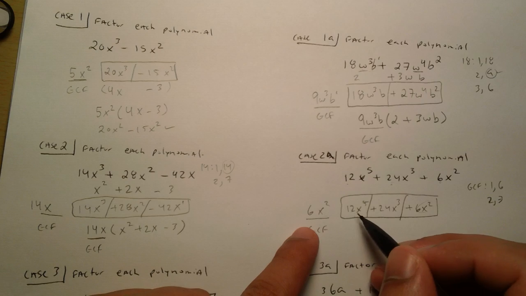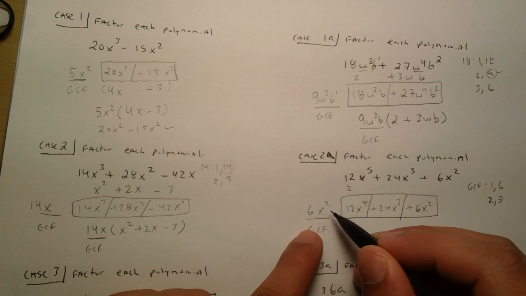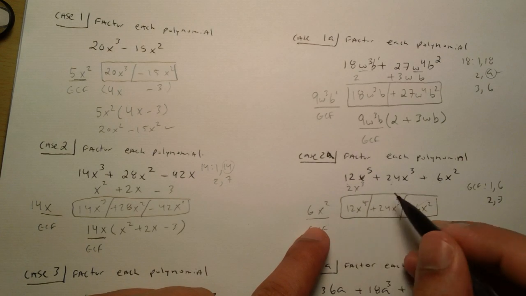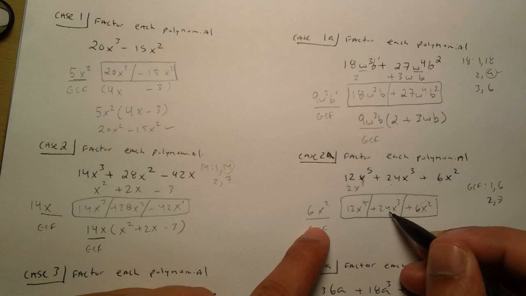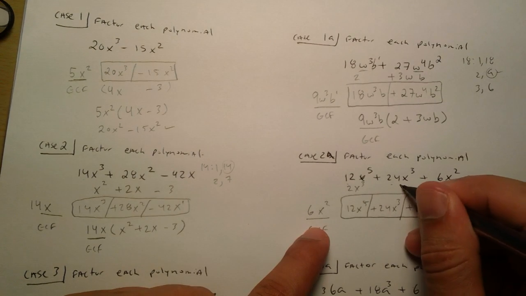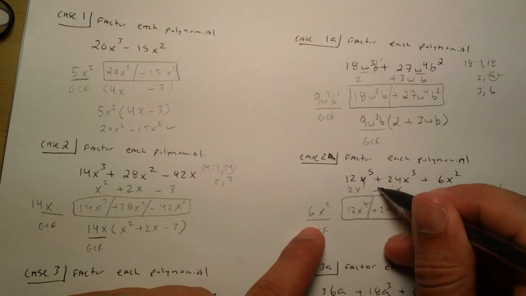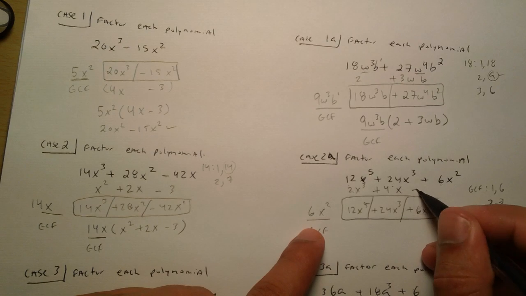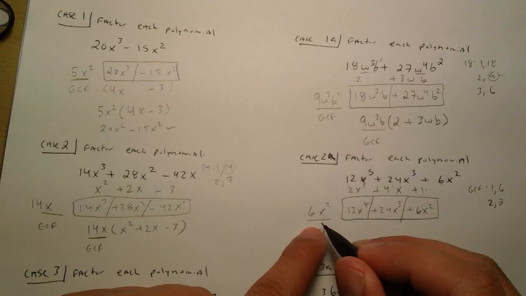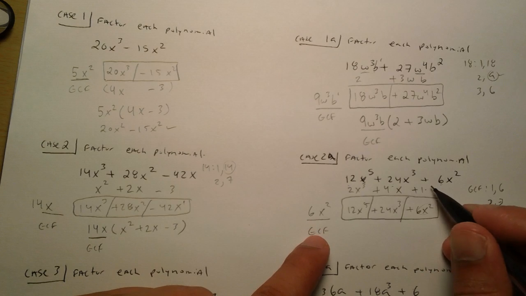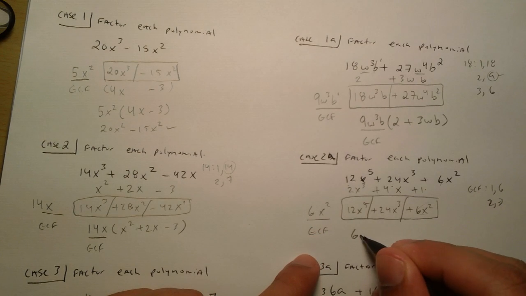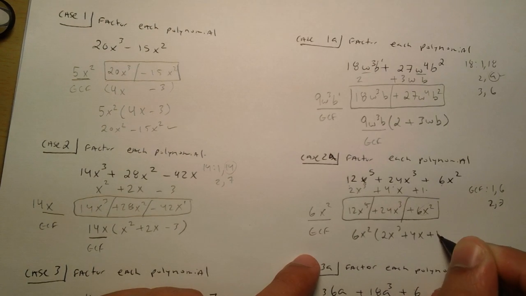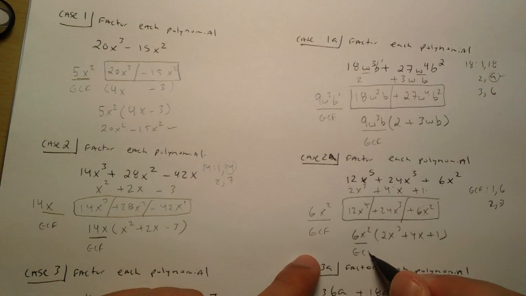So 6 times what gives you 12? 2. X squared times what gives you x to the 5th power? X to the 3rd power. X squared times what gives you x cubed? Should be another x. 6 times what gives you 24? Plus 4. 6 times what gives you 6? Plus 1, the imaginary 1. X squared times what gives you x squared? Should be the imaginary 1 there again. So we'll be writing it again. So we have 6x squared times 2x to the 3rd, plus 4x, plus 1. And that should be it for that one.